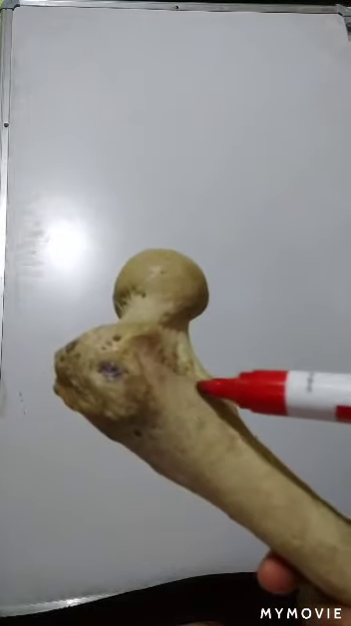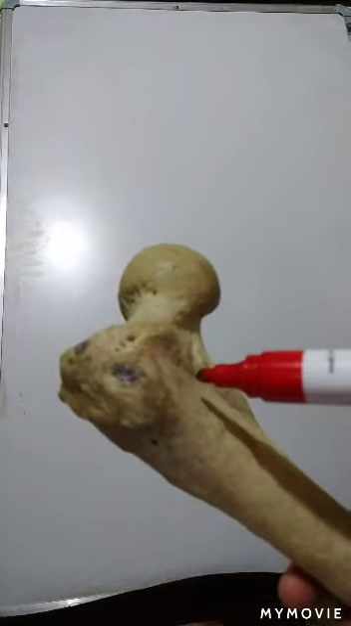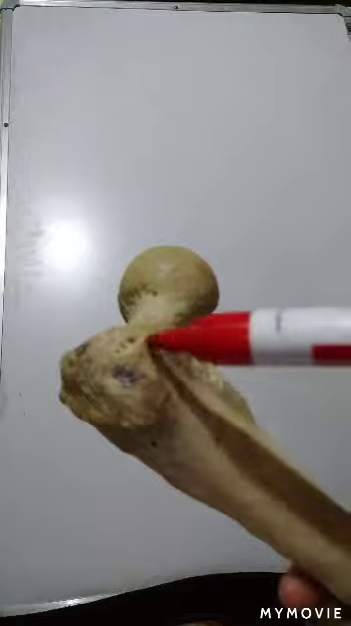Following structures are attached to it. It gives attachment to the capsule of the hip joint, iliofemoral ligament, vastus lateralis to its upper end, and vastus medialis to its lower end.